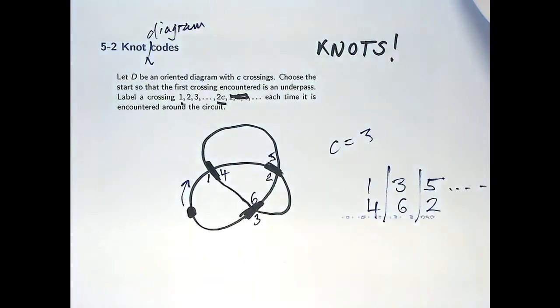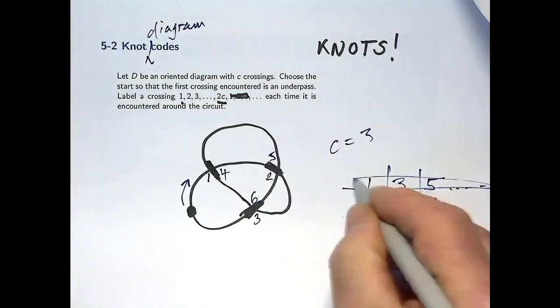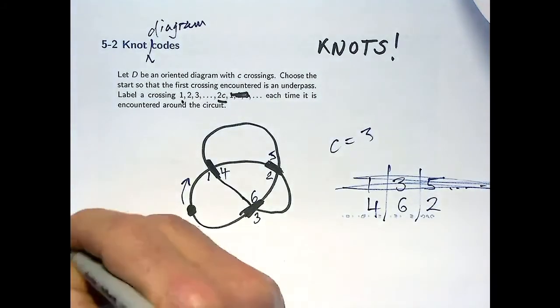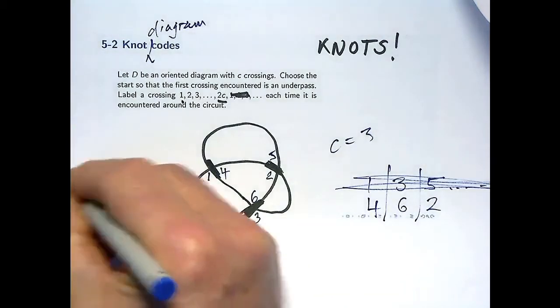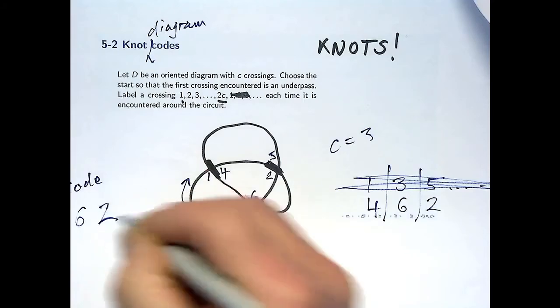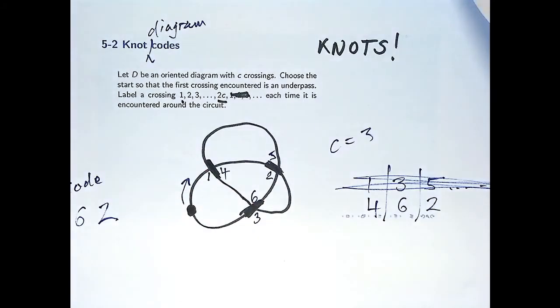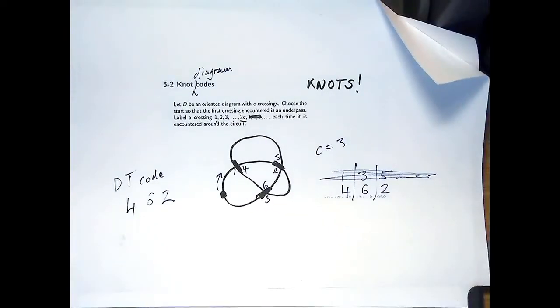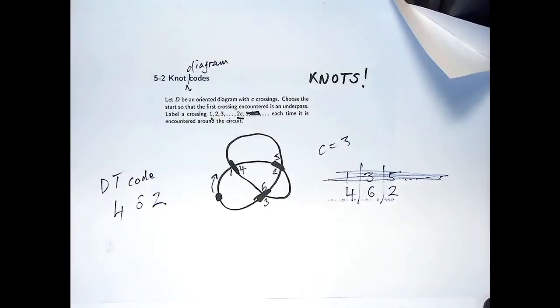But what is the code? Well, you don't really need to know. Just remember that 1 goes to 4, 3 goes to 6, 5 goes to 2. So the so-called DT code is 4 6 2 for the trefoil knot. That's it. Simple as that. And I'll explain in a moment how you can reconstruct the knot from this code. So that's the idea. Couldn't be simpler.